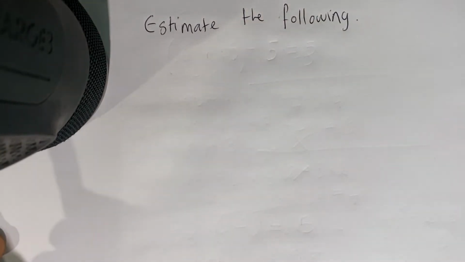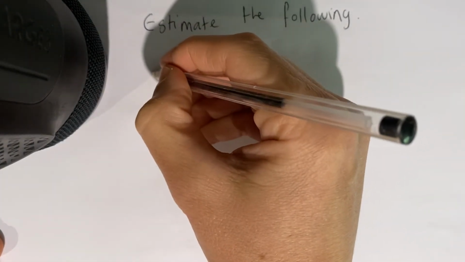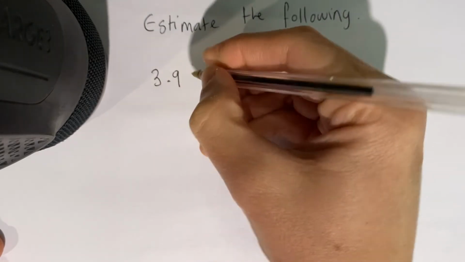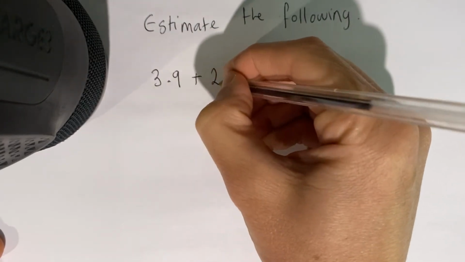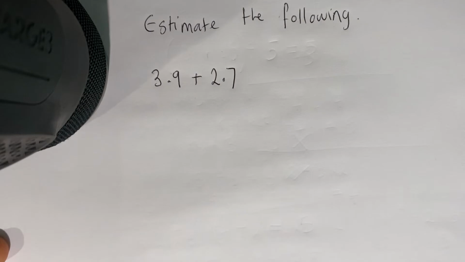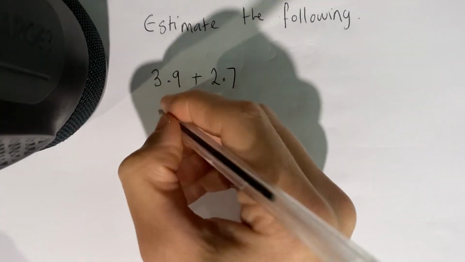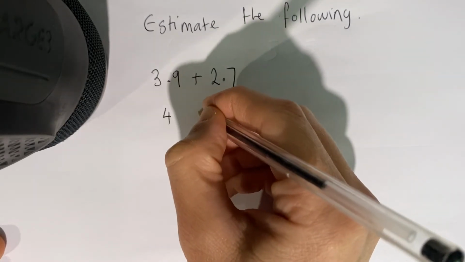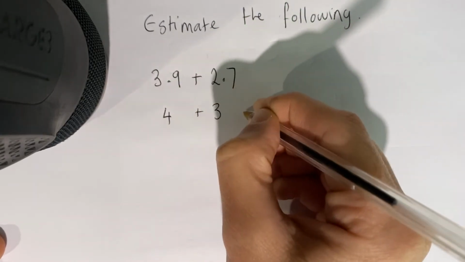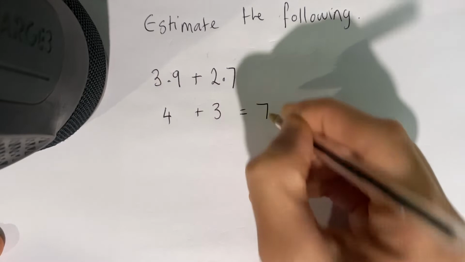Okay, so the first one we've got here is 3.9 plus 2.7. When you estimate, you just look at what the number roughly is. So this number is roughly 4, and this number is roughly 3. So the answer would be roughly 7.